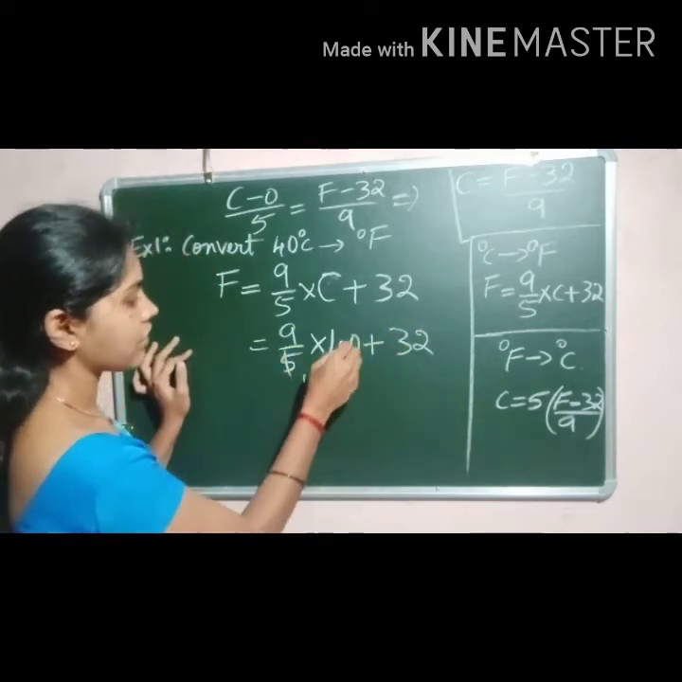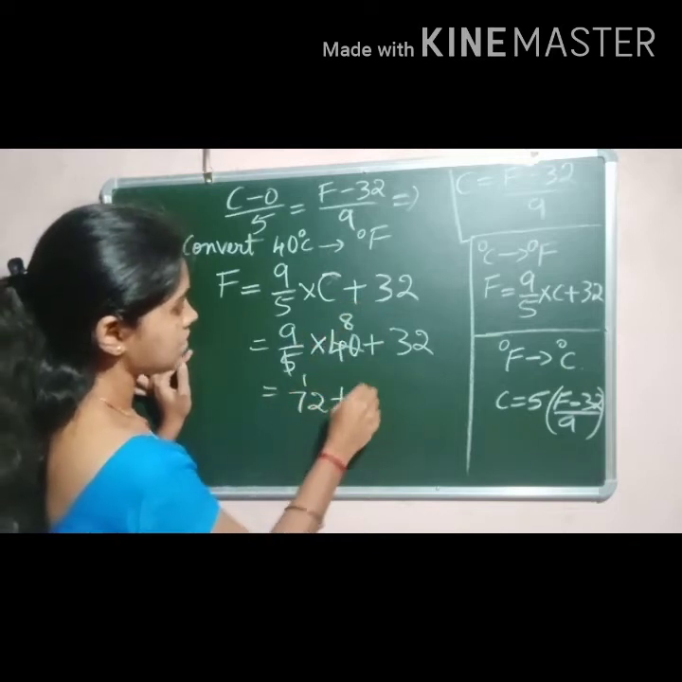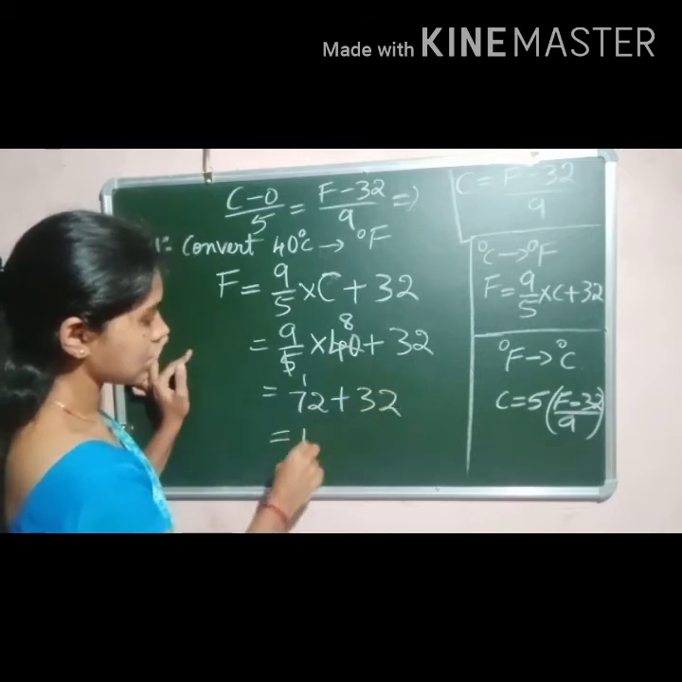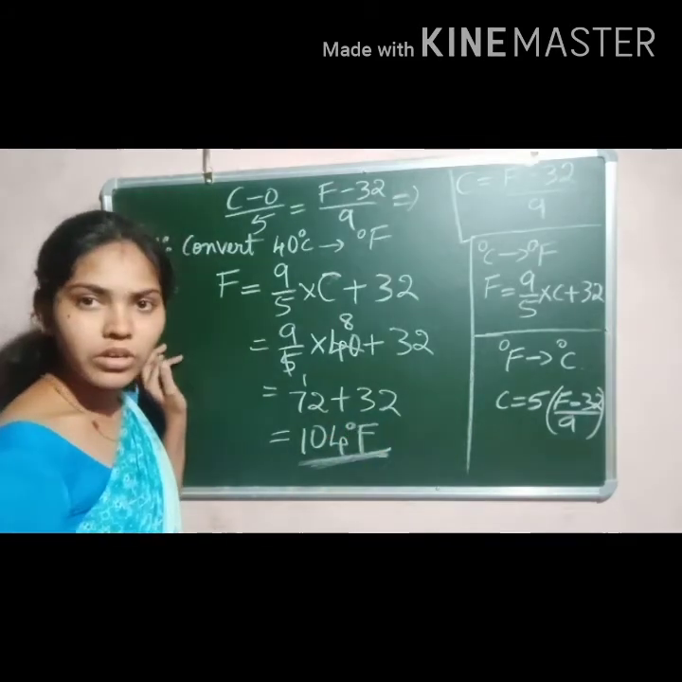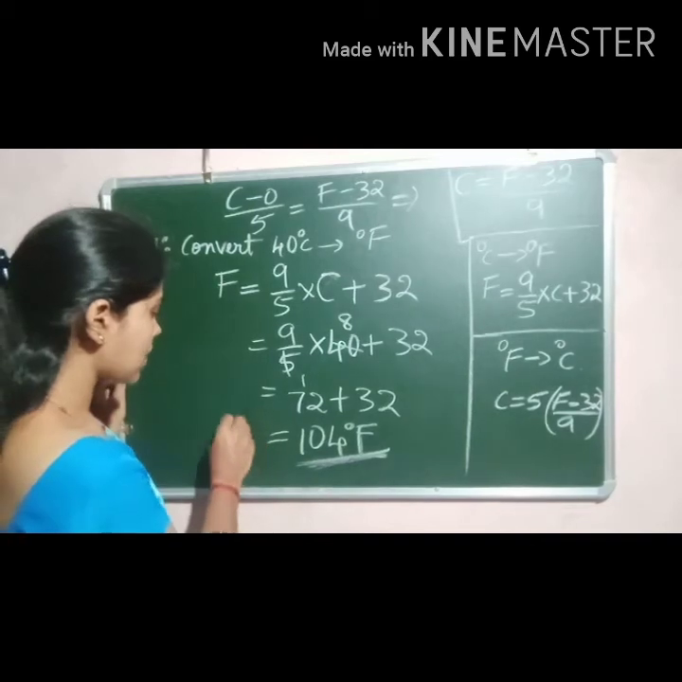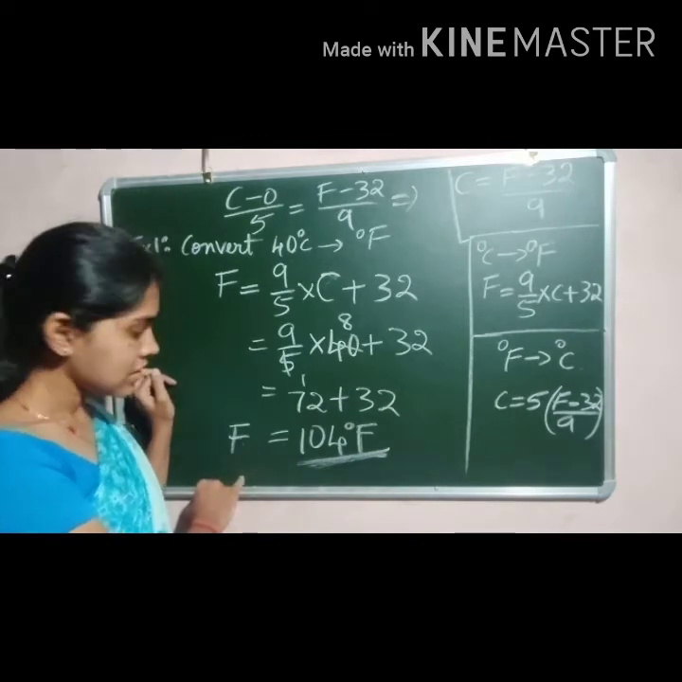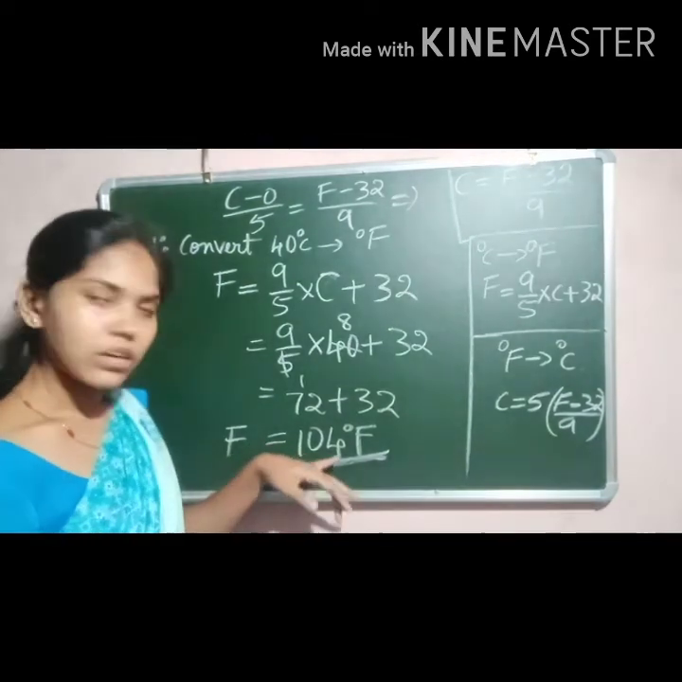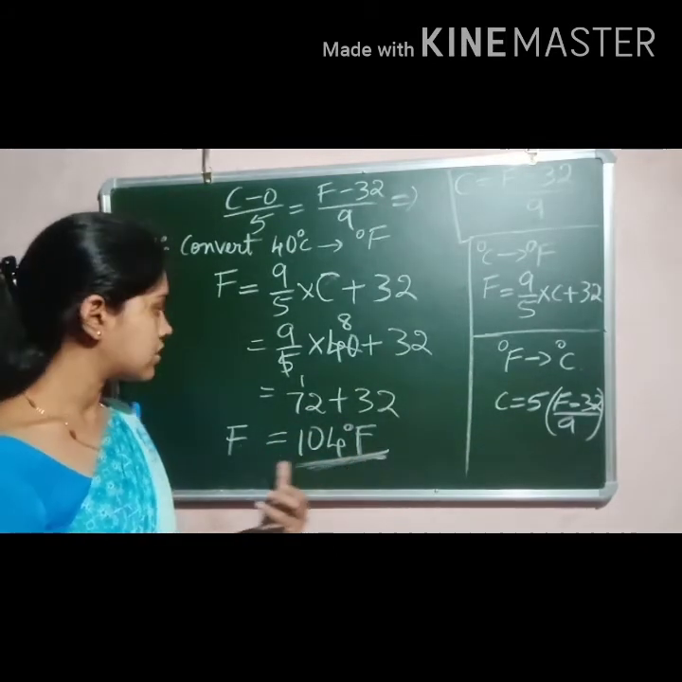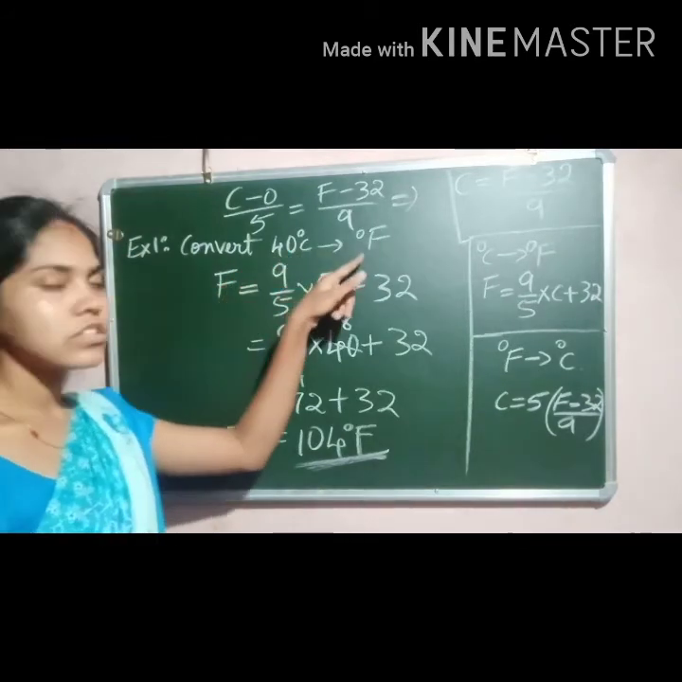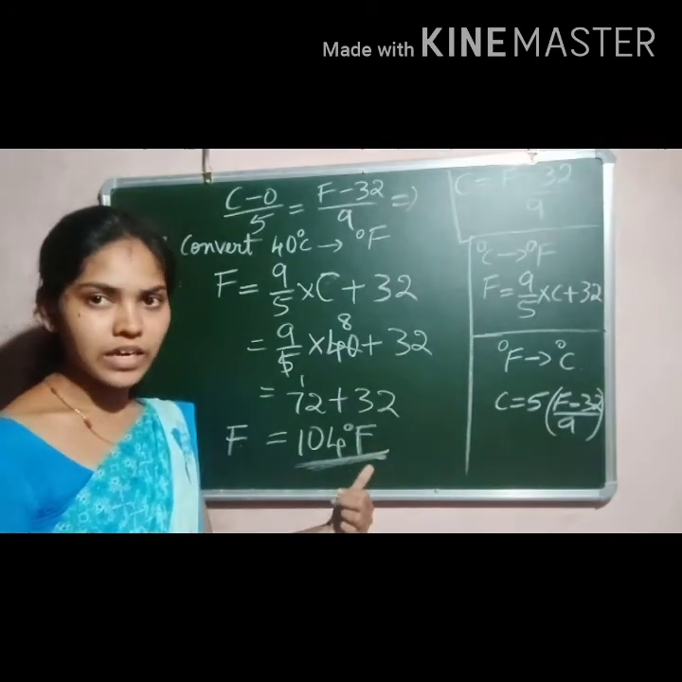So 5 ones are 5, 5 eights are 40. Then 9 eights are 72, plus 32. So 72 plus 32 is equal to 104 degree Fahrenheit. Whatever value you get, you write in Fahrenheit, because this is the Fahrenheit scale. F is the temperature in Fahrenheit, so the unit is degree Fahrenheit. So when you convert 40 degree Celsius to degree Fahrenheit, you will get a temperature of 104 degree Fahrenheit.